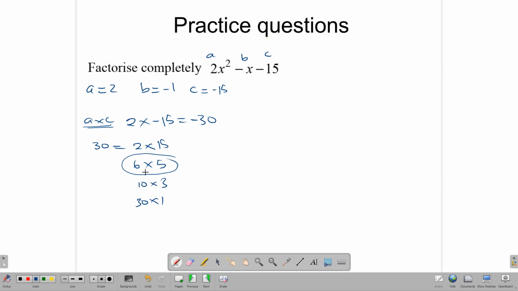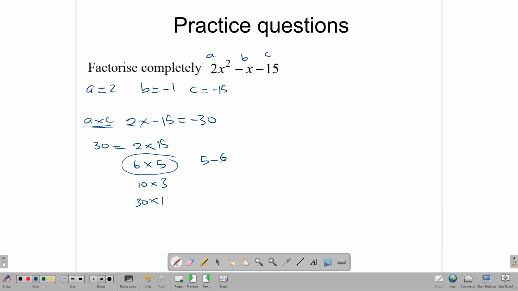6 times 5 could give us the middle term of negative 1 if we choose to say 5 take away 6. Now, 6 take away 5 would give us a positive 1, but notice that we have a negative 1 for our b. And so because of that, we're going to write it as 5 minus 6. Again, we have negatives in our question, so you have to be careful about that. One of the numbers in your factor pair turns out to be negative.